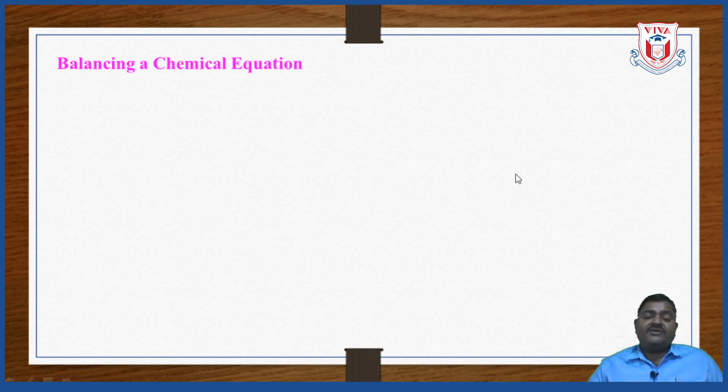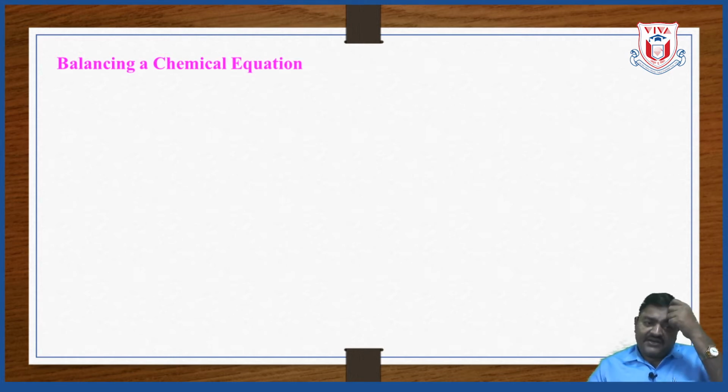Now we will study balancing a chemical equation. आता आपण केमिकल इक्वेशन कसं लिहायचं ते बघितलं. आता आपल्याला ते इक्वेशन फक्त लिहिल्यानंतर आपल्याला ते बॅलन्सिंग पण करणं गरजेचं असतं. So now we will study how to balance a chemical equation. We will study balancing a chemical equation.